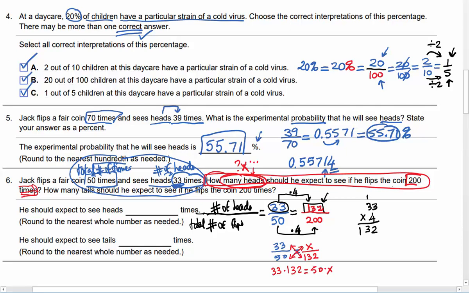I just realized I made a mistake, sorry about that. That denominator is not 132, it should be 200, sorry. And we don't know the numerator, X, okay? So we're trying to solve for X, so let me fix that. So what do we have? We have that 33 times 200 is equal to 50 times X. And we need to go ahead and find how much X is by solving this little equation.